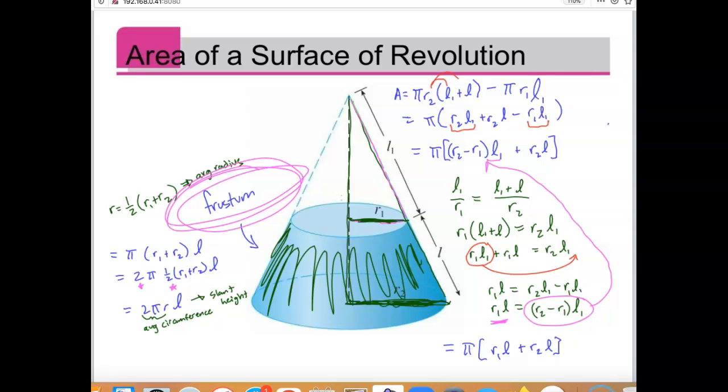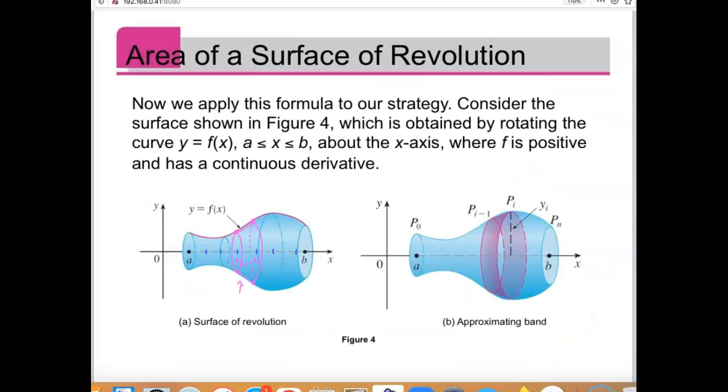Because I just have a slanted line that I'm rotating around the x-axis. That's exactly what it's going to create. It's a frustum. So you can see if I continued on, I would get the end of my cone, right? And it's just on its side. Now we know how to find the surface area of a single frustum. So let's talk about that real quick.